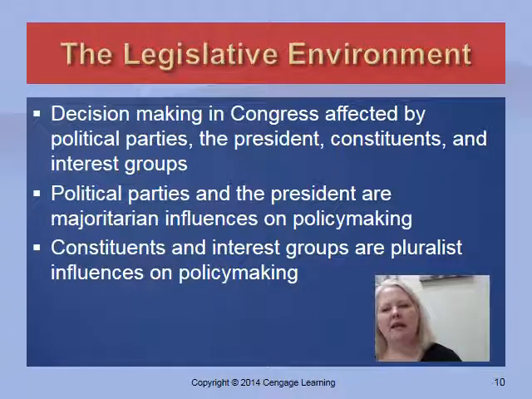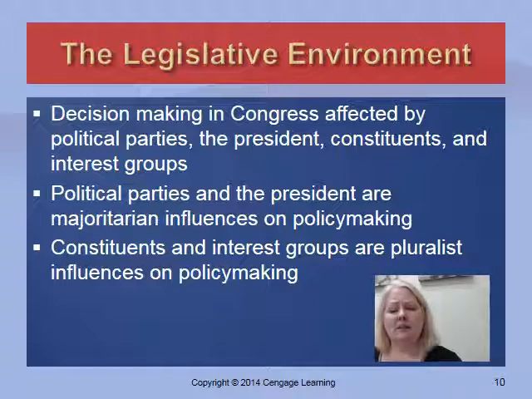So decision-making in Congress is affected by political parties, obviously, the president, constituents, and interest groups. We've talked about all of those in depth this semester. Political parties and the president are majoritarian influences on policymaking, and constituents and interest groups are pluralist influences on policymaking. And let me explain those now. We won't wait until we move forward.